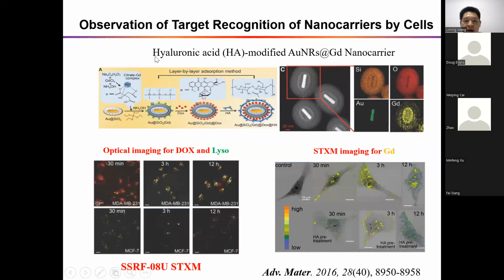Moreover, we study other nanomaterials inside cells. We can use this method, STIGSOM, to study a nanocarrier to see how it targets the tumor cells. Based on gadolinium elements, we can see the tumor cells uptake the particle with time. If we use an inhibitor for the receptors, we find that the uptake is inhibited. So this suggests that the uptake of the particle is via some receptors.